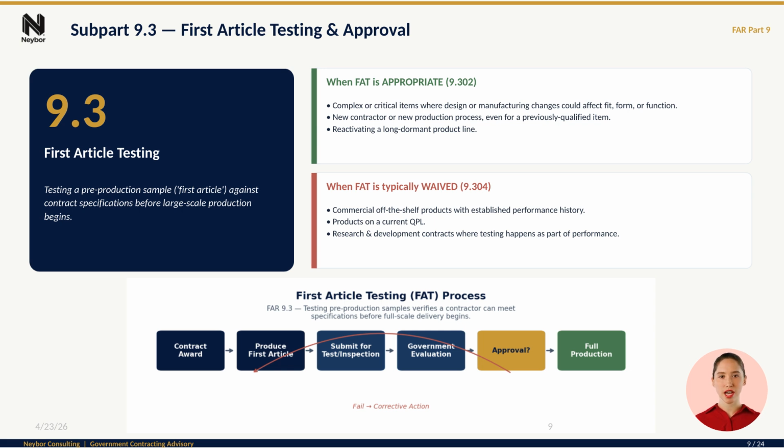The green card on the right shows when FAT is appropriate. Complex items, new contractors, or new processes, reactivated product lines. The red card shows when it's typically waived. Commercial off-the-shelf products, items already on a QPL, and R&D work where testing is built into performance. The bottom of the slide walks through the flow: award, produce, submit, evaluate, approval, or fail, then full production. If the first article fails, the contractor generally has to perform corrective action and resubmit, and the cost of that rework usually falls on the contractor unless the spec itself is shown to be defective.